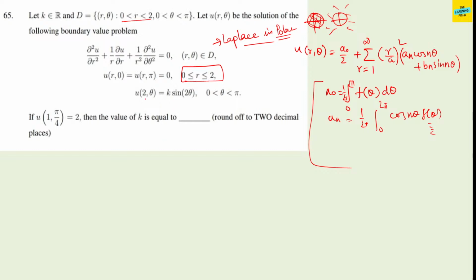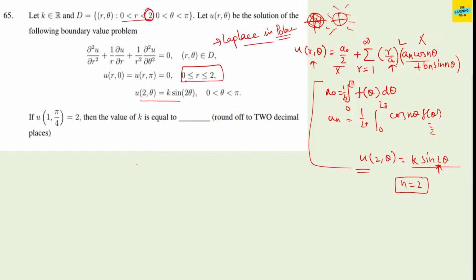So we just calculate this problem by comparing u(2, theta). See, it is given u(2, theta) equal to k sin 2 theta. Therefore, there is only one term of this series, and this is for n equal to 2. And there is no cos term, and the constant term a0 by 2 is not present here. So if we compare, you just put a equal to 2, because a is the radius of the circle.